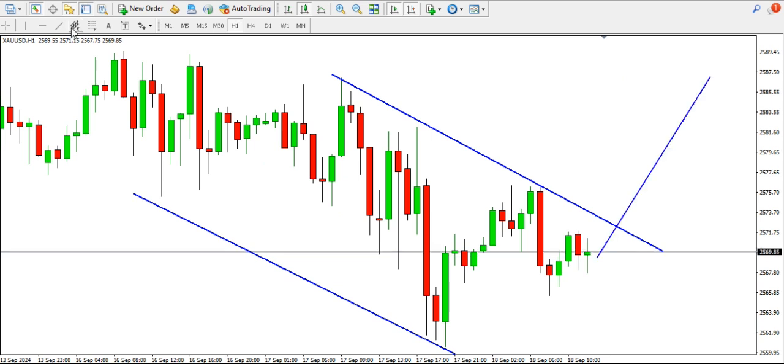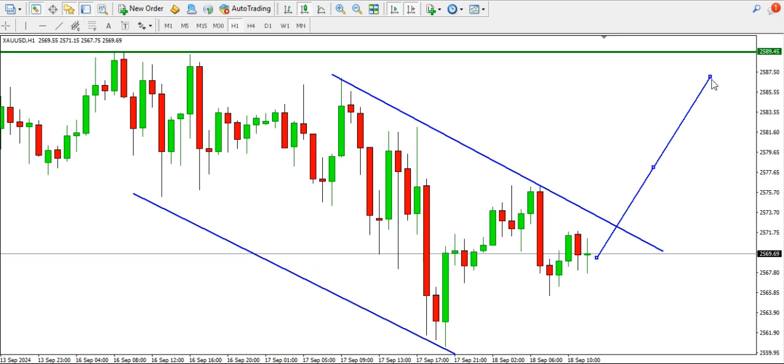Price will push up first to the structural level at 2589. On the break of this structure, we might see price test the 2600 level. At that level, that will be a psychological level. On a breakout, we might see price continue towards the 2627 level.